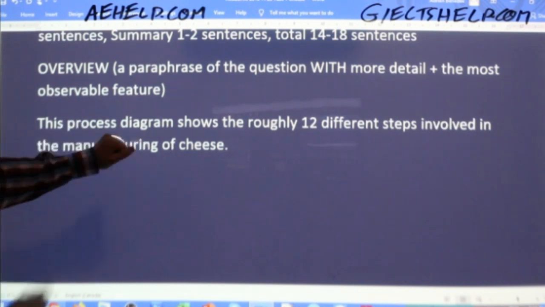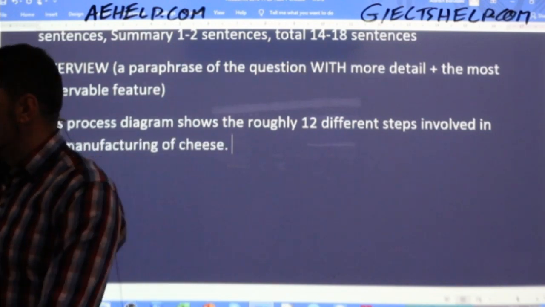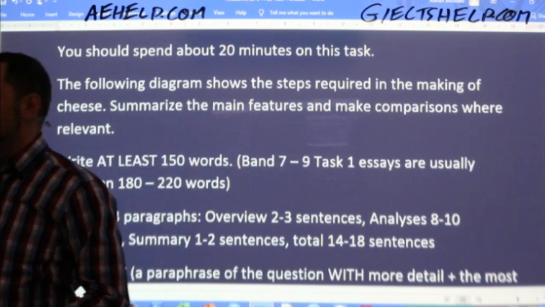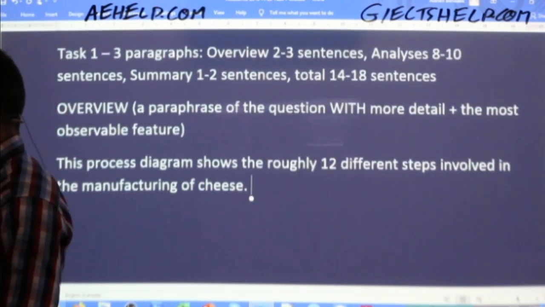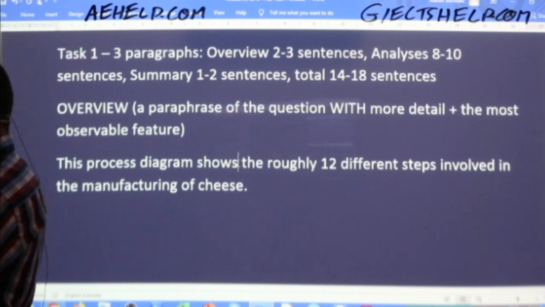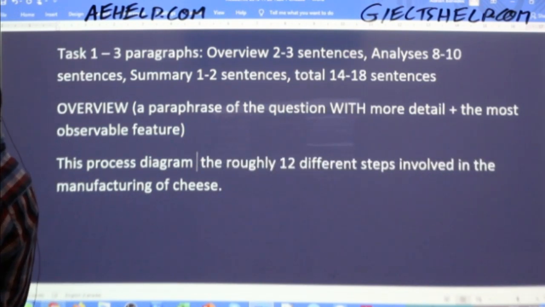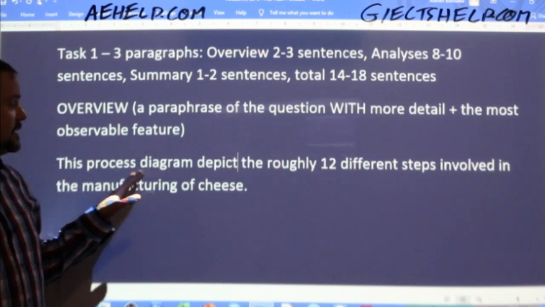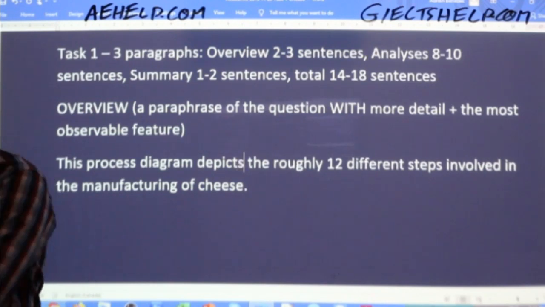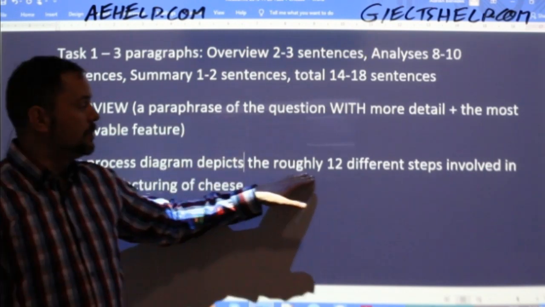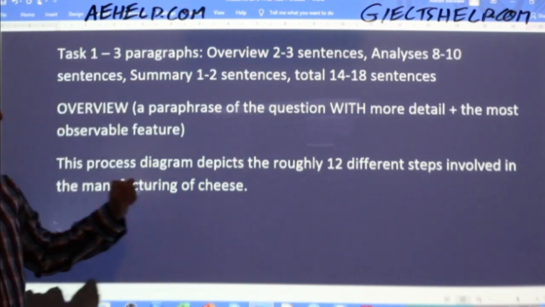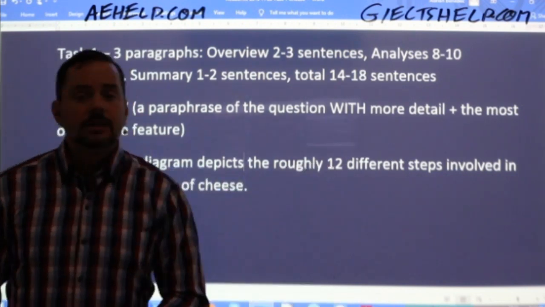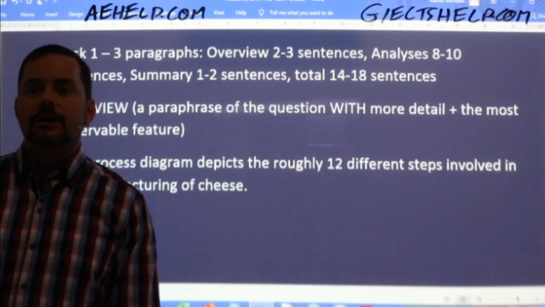So I don't just write this diagram. And here I said shows. There are lots of different ways to say shows. So let's remove or replace that word. Diagrams are pictures, so they depict. Okay, the process diagram depicts the roughly 12 different steps involved in the manufacturing of cheese. Now I have paraphrasing, detail, and I'm looking good for the overview.